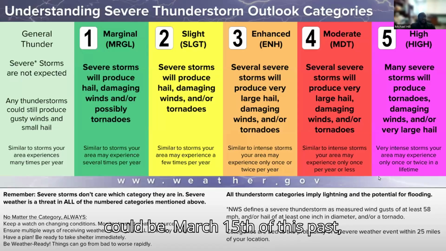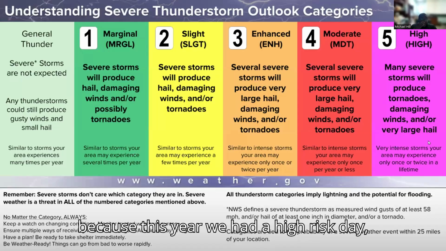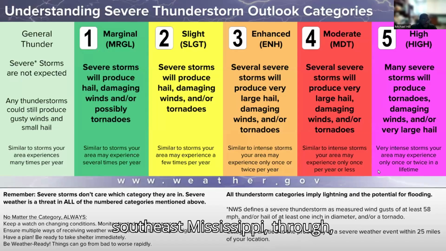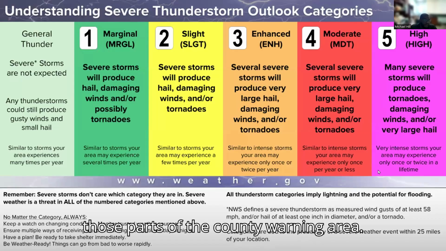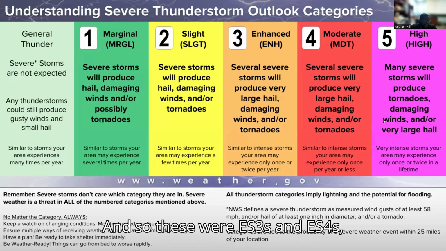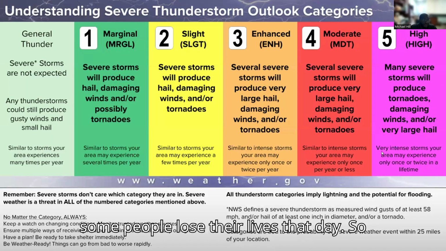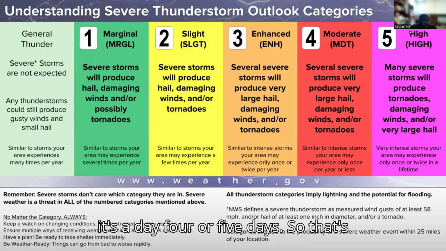March 15th of this year, we had a high risk day and that's when we had those long track severe tornadoes come through southeast Mississippi, through Collins and Tylertown and up through Hot Coffee and those parts of the county warning area. These were EF3s and EF4s, and that was a high risk day. And we had some people lose their lives that day. So it's a day 4 and 5 days. So that's what we're talking about.